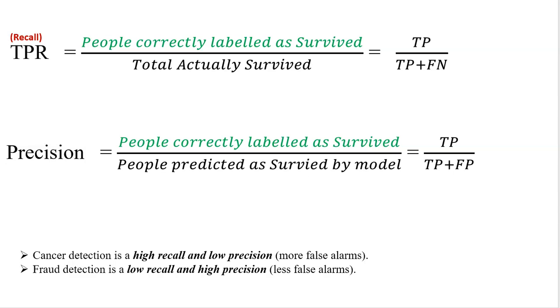Now the recall. In some cases we want the recall to be high. Let's say we are predicting the survival probability. In our case, if a model predicts a positive to be a negative, that's a false negative, and if a negative is predicted as a positive, it's a false positive.